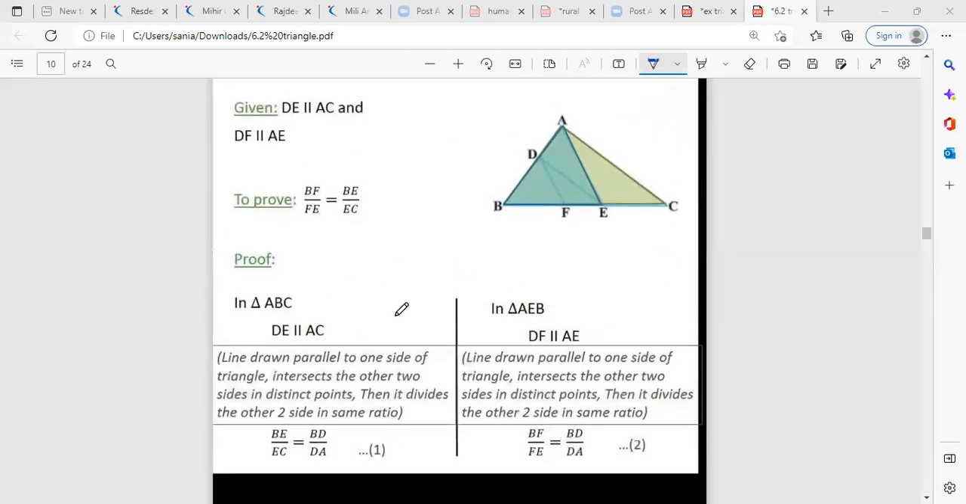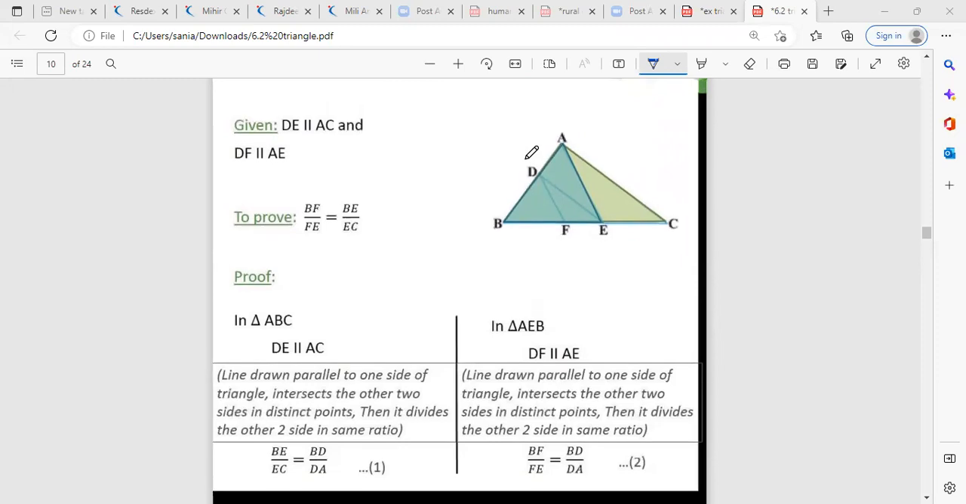Over here, what was the only trick? You have to choose the triangle. The only trick was choosing a triangle. Once you got the correct triangle, you can quickly do it. Okay, so quickly do it.